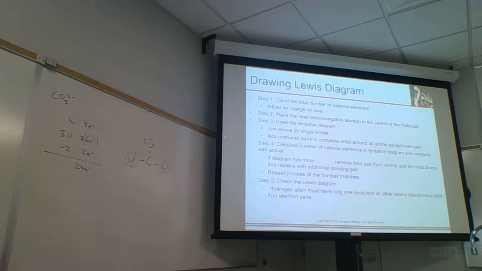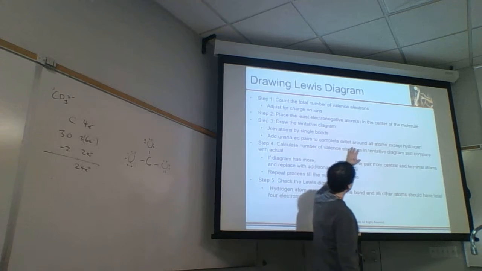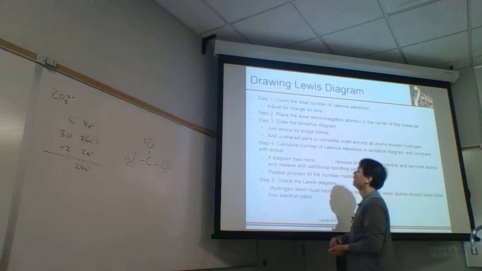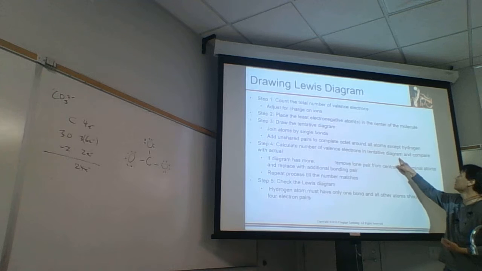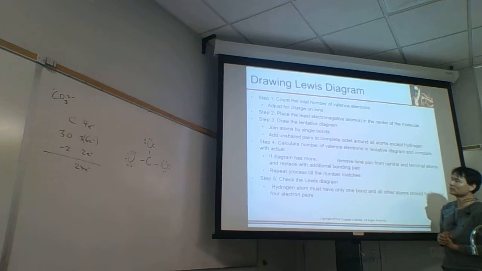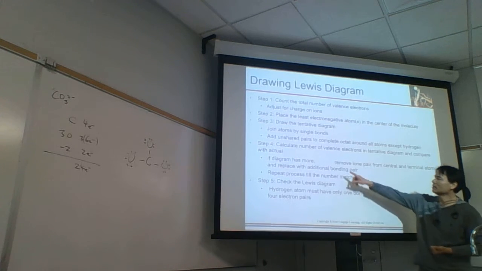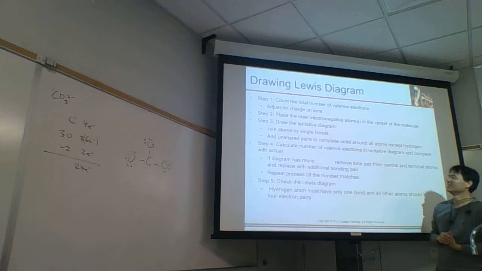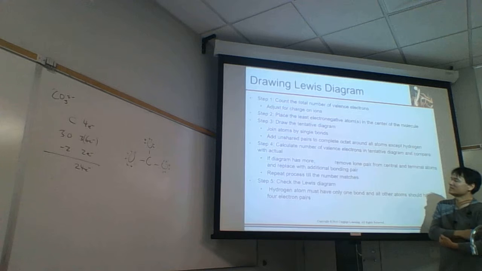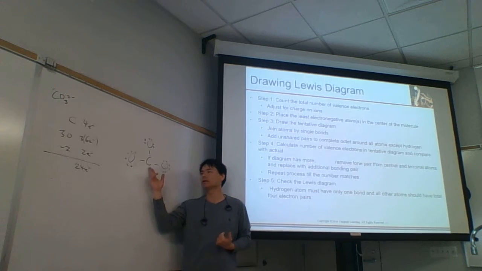All right, so that's what we did here. We add unshared pairs to complete the octet around all atoms except hydrogen. We did that. However, when we calculate the number of valence electrons in the tentative diagram, 26 electrons, and compare with the actual 24 electrons, there's a problem. We have too many electrons. If the diagram has more, remove lone pair from central atom and terminal atoms and replace. Well, this is not exactly correct. We just removed it. This is 2 steps in one. So we removed it from here.